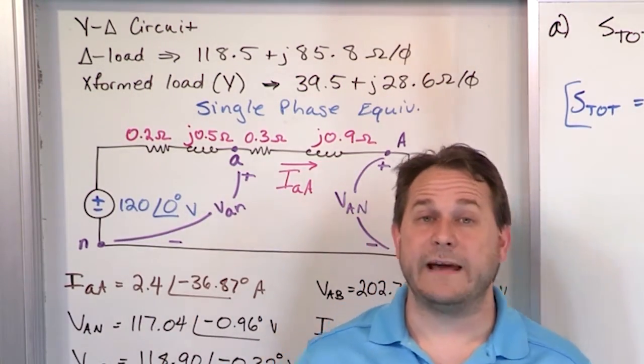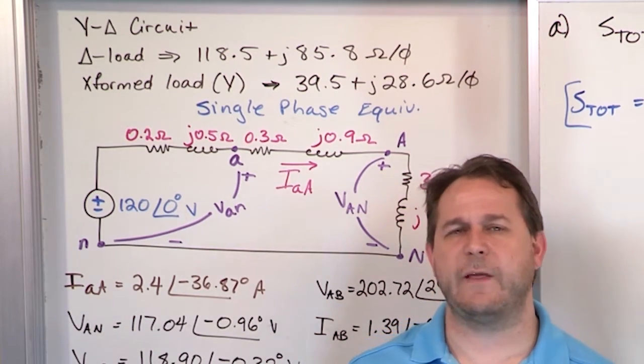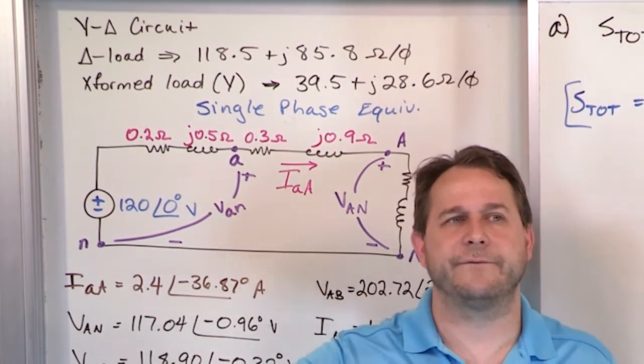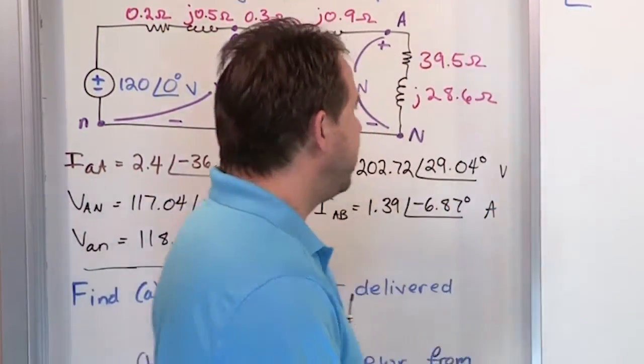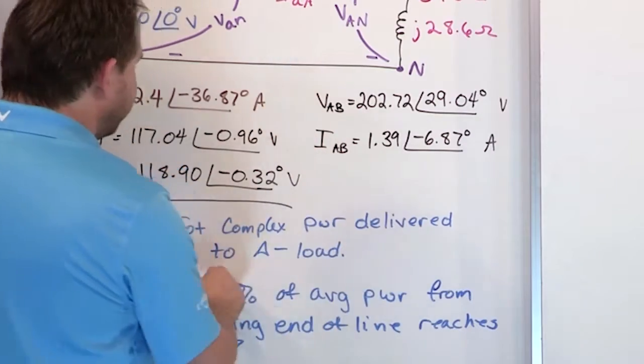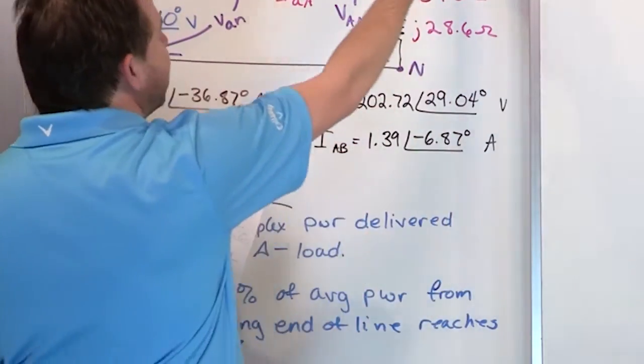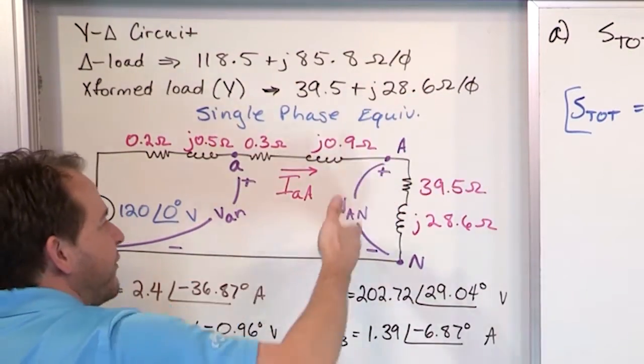So then the question remains, how could we do it in another way? What if you didn't believe that, or what if you just didn't think of that? What would you probably first attempt to do? Well, if I was told, what's the total complex power delivered to the delta load, then I would probably try to draw, I'm not going to draw it here, but you remember that the delta load actually is a triangle.